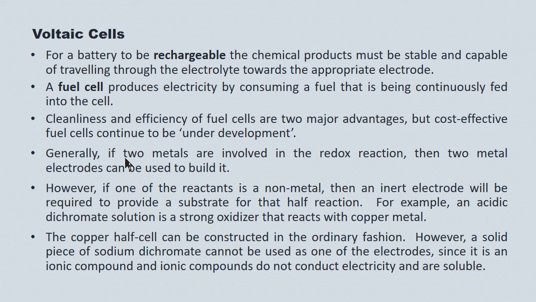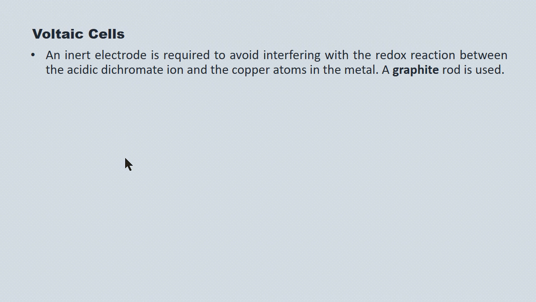So in these systems, instead of using a solid piece of dichromate, for example, we would use an inert electrode, like a graphite rod. And the inert electrode does not participate in the chemistry. That's why it's called inert. It's essentially a physical place, a physical substrate for the redox to take place.